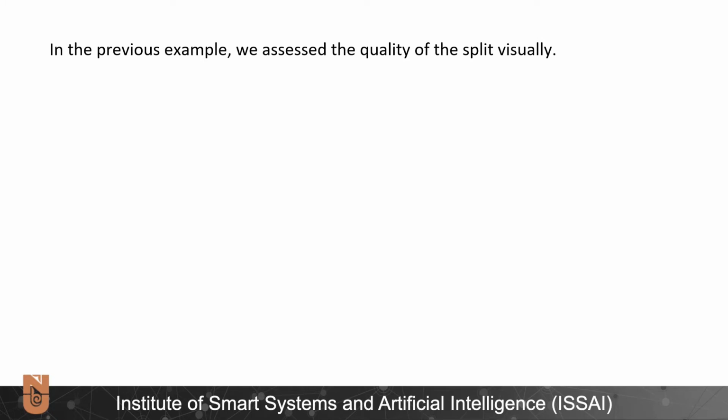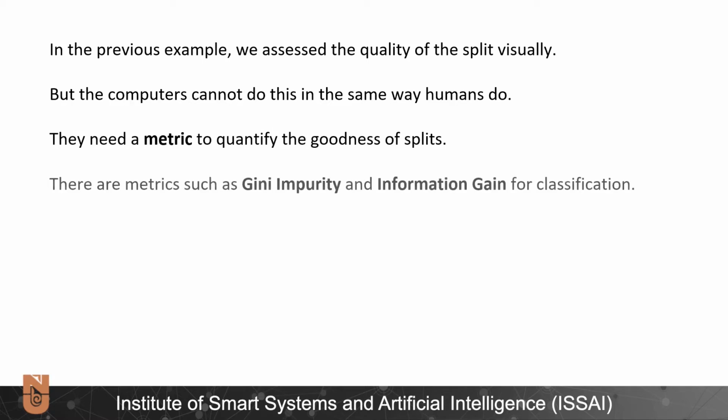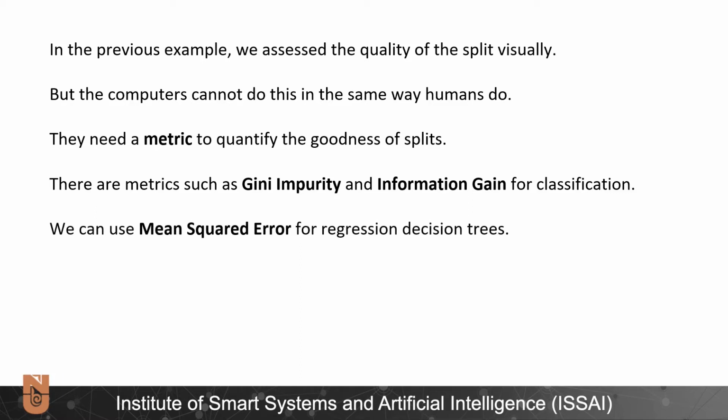In the previous example, we assessed the quality of the split visually. But computers cannot do this in the same way humans do. They need a metric to quantify the goodness of a split. There are metrics such as Gini impurity and information gain for classification, and we can use mean squared error for regression decision trees.